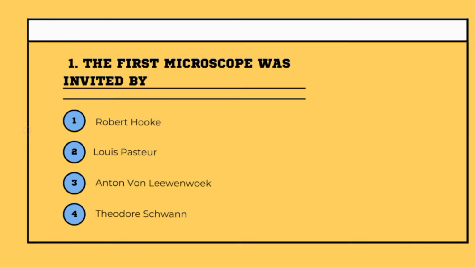The first microscope was invented by: 1, Robert Hooke; 2, Louis Pasteur; 3, Anton von Leeuwenhoek; 4, Theodore Schwann. Which one is the answer here? Well, the first microscope was invented by, the answer is 3, Anton von Leeuwenhoek. Remember, in the 16th century, this man made a simple microscope that later on Robert Hooke used to actually discover microorganisms. So the answer is 3.